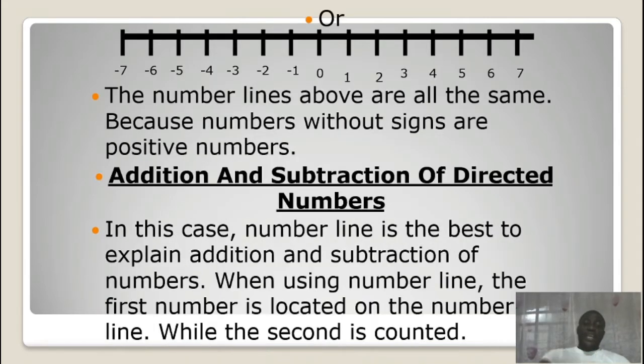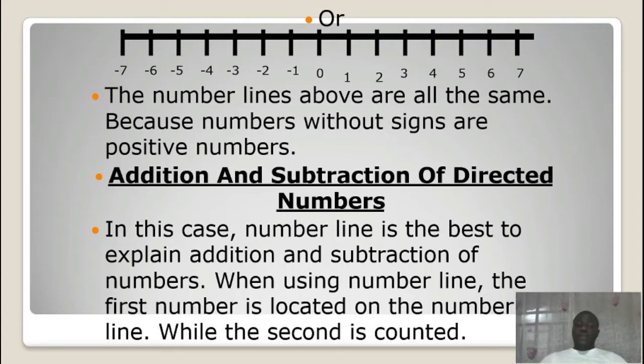So look at the other directed number line. You find out that for the positive aspect, we didn't give it a positive sign. It is 1, 2, 3, 4, 5, 6, 7. But if you look at the negative aspect, I couldn't remove the negative sign because a negative number must carry the negative sign. But positive numbers have the option of either carrying it or not.